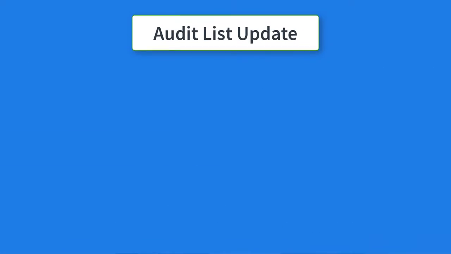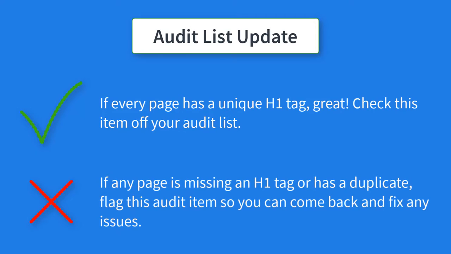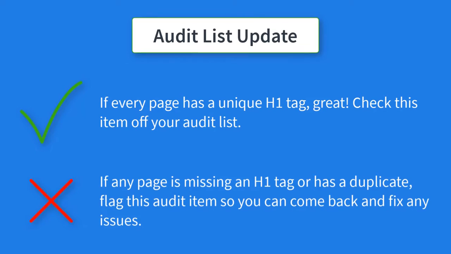To update your audit list, if every page has a unique H1 tag, great. Check this item off your audit list. If any page is missing an H1 tag or has a duplicate, flag this audit item so you can come back and fix any issues.